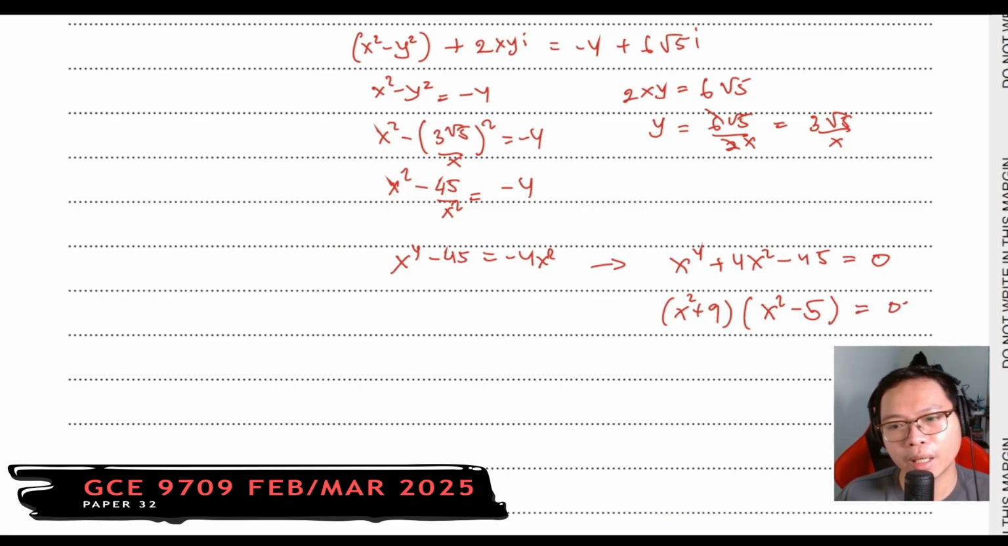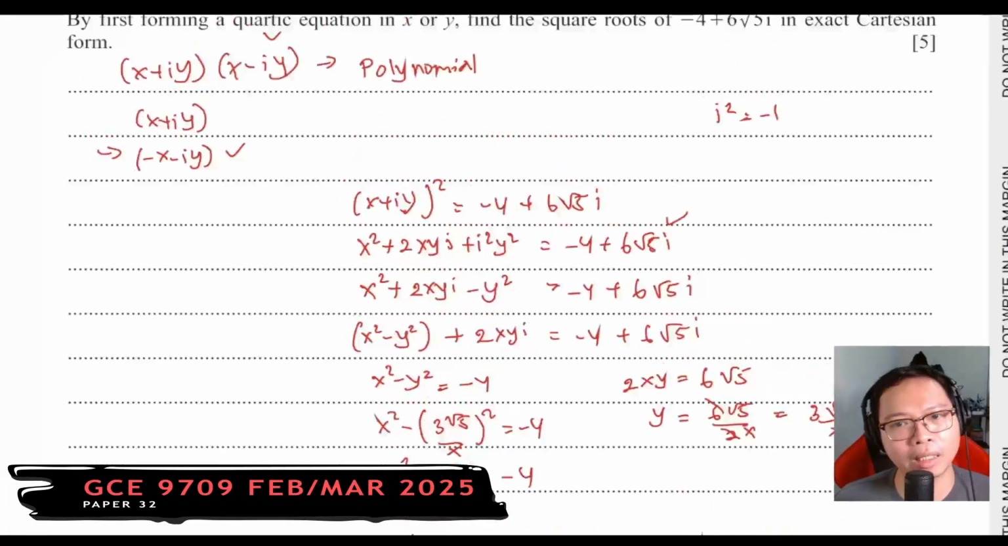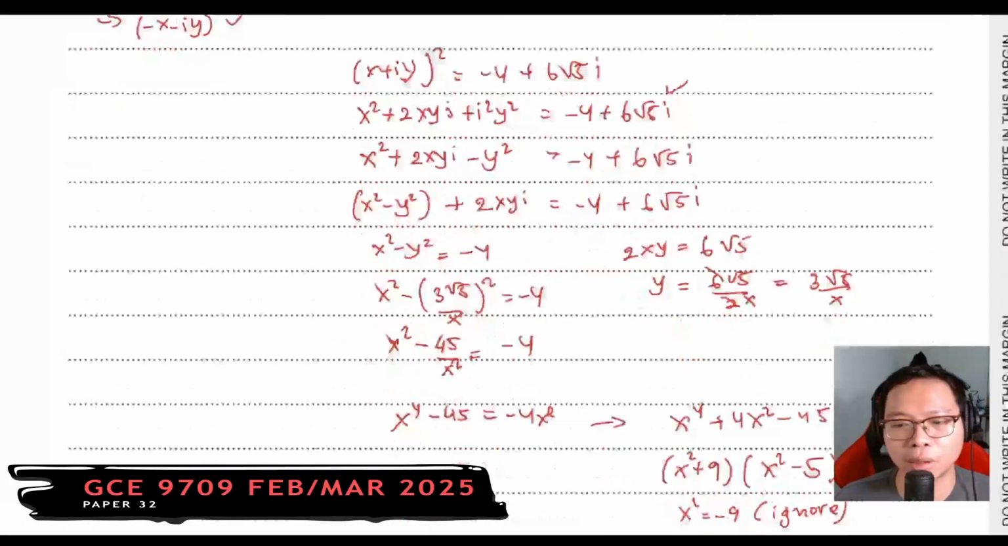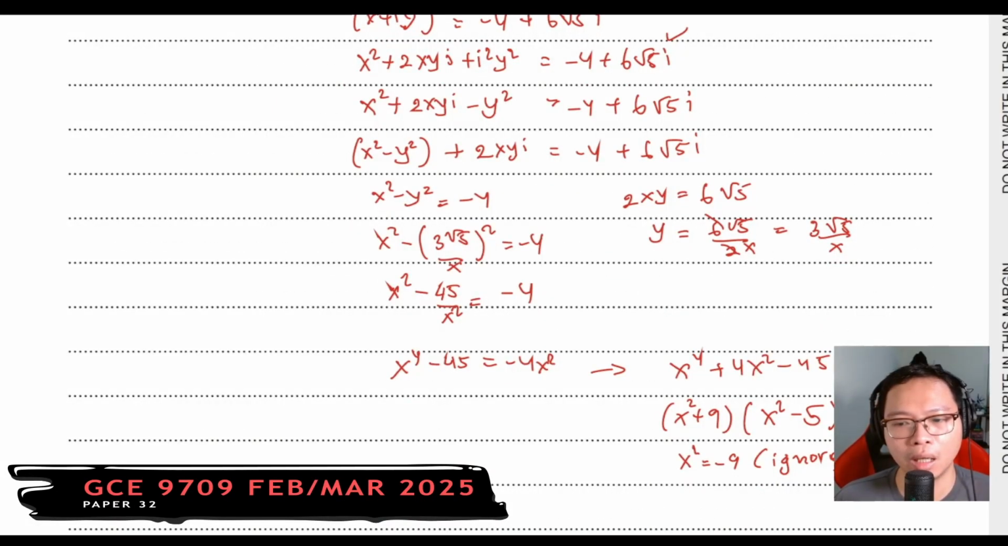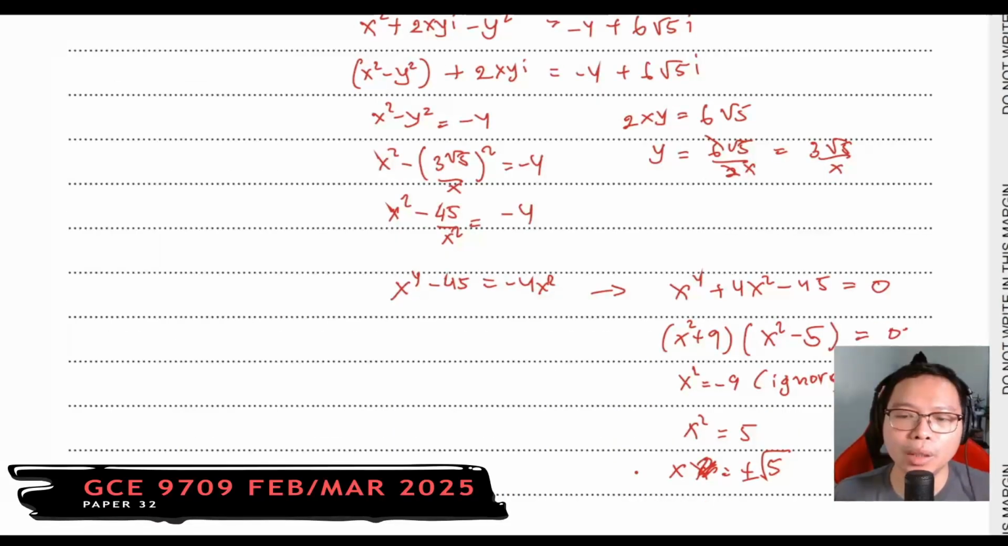So here we have x squared equals negative 9. This we just ignore. Why can we do this? The thing here is they want us to find x and y in real and exact form, and the square root of negative 9 would be an imaginary number, so we won't be using that. So we focus on x squared equals 5, so x equals positive and negative square root of 5.